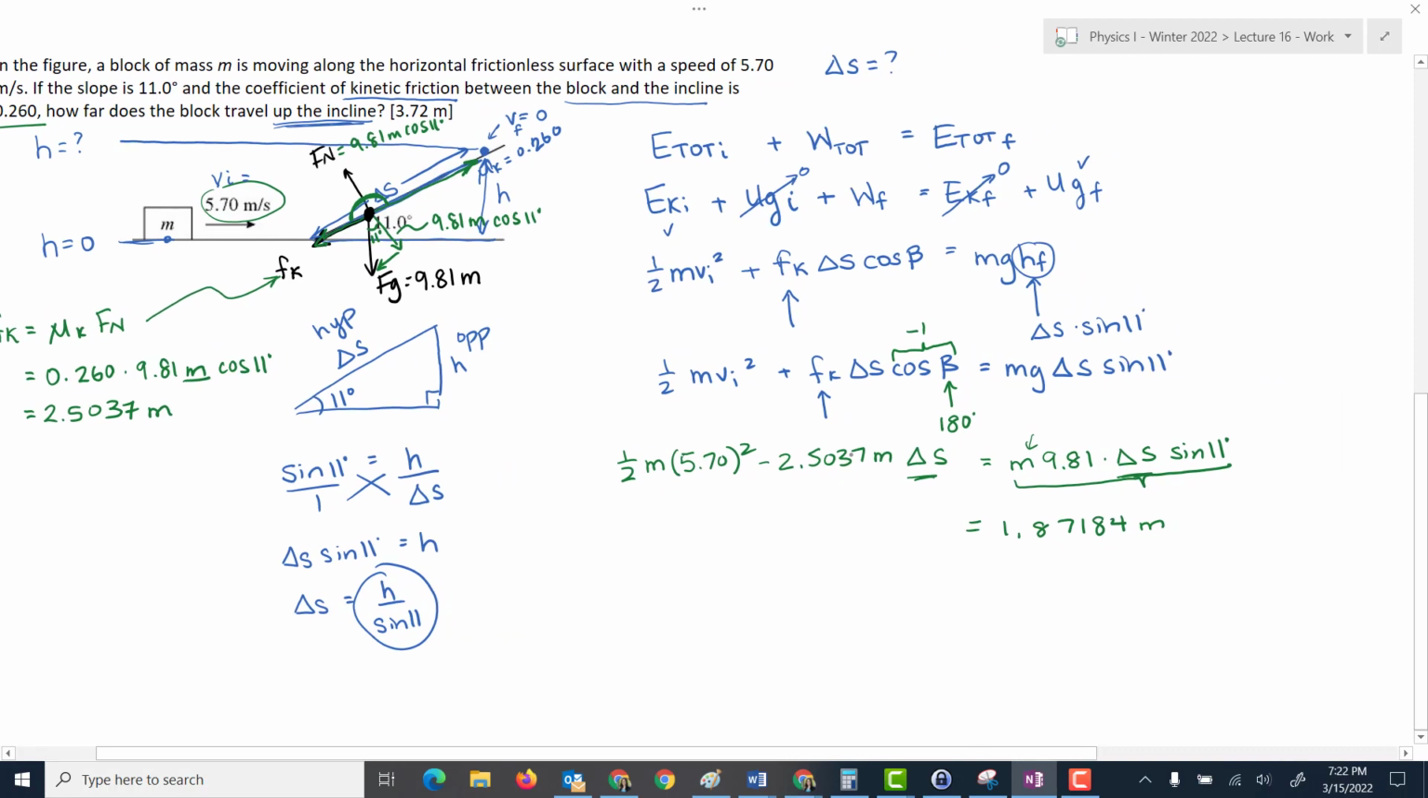Then I'll bring this term to the other side of the equal sign, so it'll be plus 2.5037m. Oh, and I'm missing my delta S in both of them, so this one should say delta S plus 2.5037m delta S. And on the left, I'll just keep my 0.5 times 5.7 squared. And I get 16.245 m. Okay, so that's what my equation looks like right now.